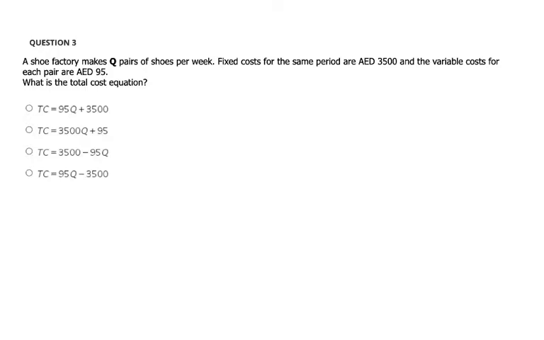Okay, next question. It says a shoe factory makes Q pairs. So we don't know the Q. And the fixed costs, that's the rent and the salaries, the things that usually do not change each month in your business. Fixed cost is 3,500. The variable cost is 95. So if I'm making shoes, that maybe means the rubber and the leather and the shoelaces and the glue cost 95 dirhams before I make the shoes. And then they ask, what's the total cost equation?